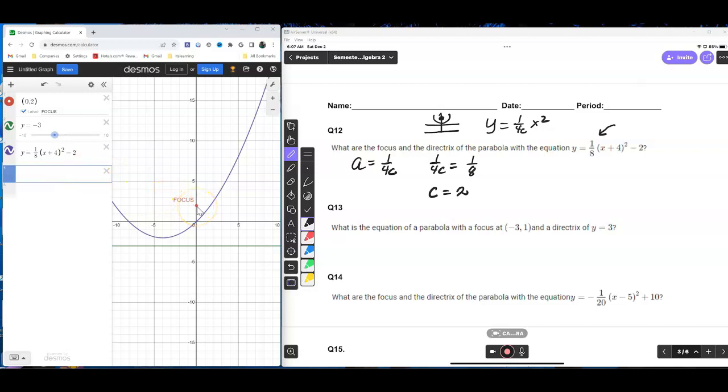It has to go to -4. No, I take that back. It has to go 4 units to the left. So that's the new focus.